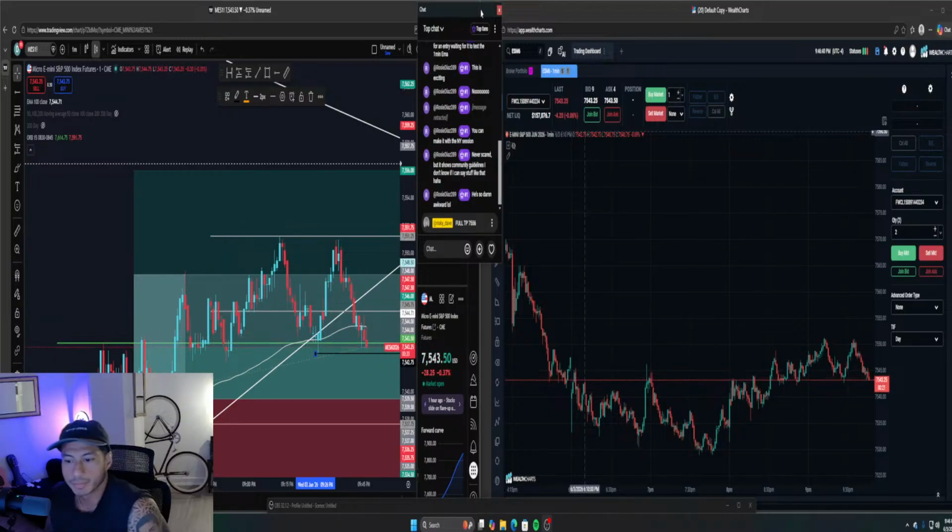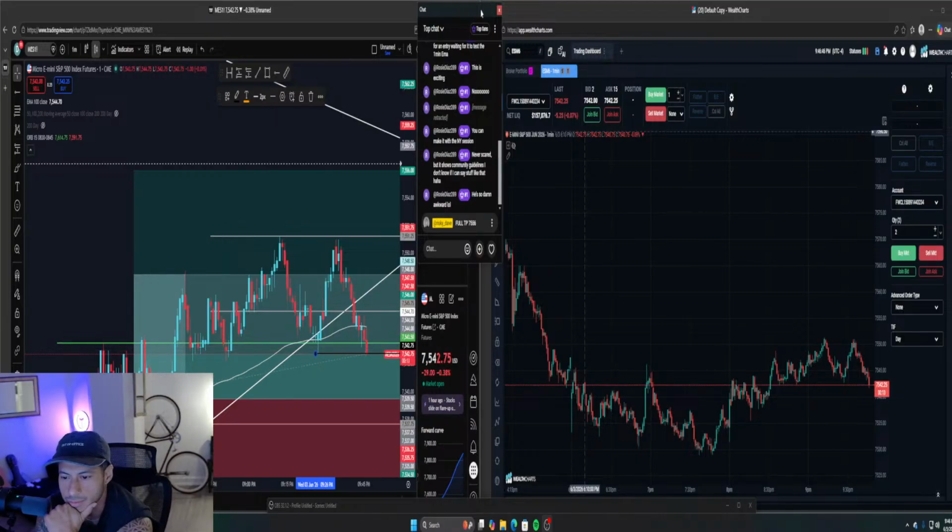Going for that same line right there. See if it stays above it. Tapped it. It broke past it. That's not good. I don't love that for you guys. I'm out of the trade already, but I don't love it for you guys. Let's see what happens here.